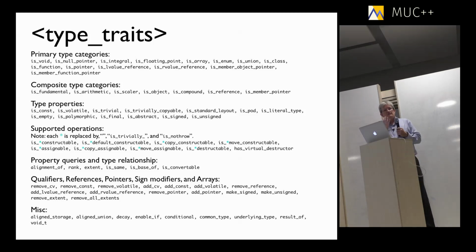Remember, none of these are runtime. This is all something to do with the type itself. So we can make these decisions and write different code depending on the compile time properties. Now, there's one particular one we're going to dive into, and that's under the miscellaneous, and that's enable if. So we'll get to that. We'll come back to that in just a bit.